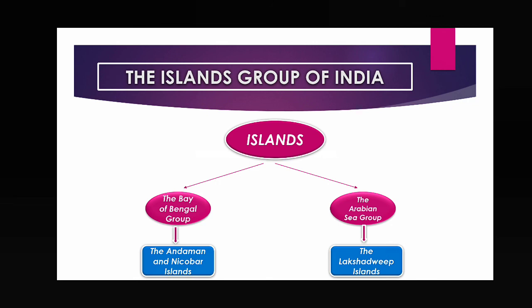Now come to Lakshadweep. I have already told you it is located in the Arabian Sea, and it is a coral island. Due to the coral polyps, this island was formed, and in earlier times it was called by three names: Laccadive, Amindive, Minicoy. But later it got only one name, Lakshadweep. So these are the two island groups of India.